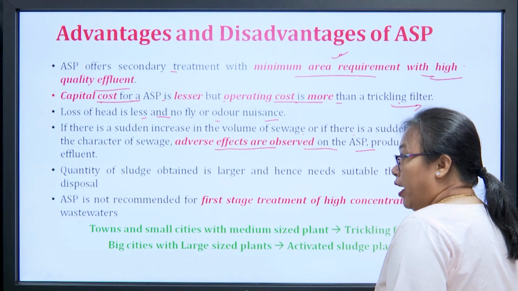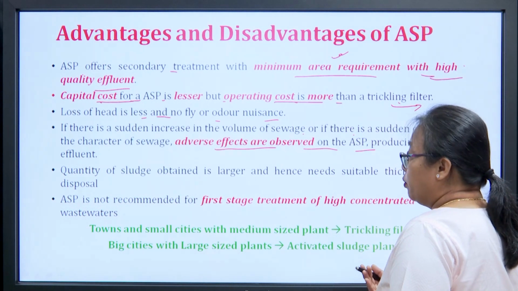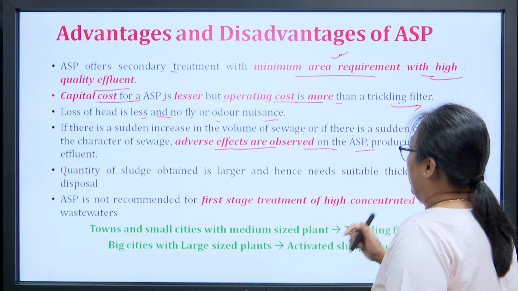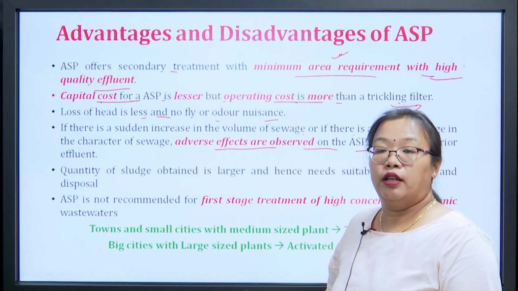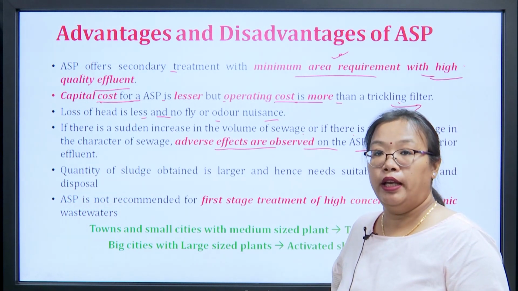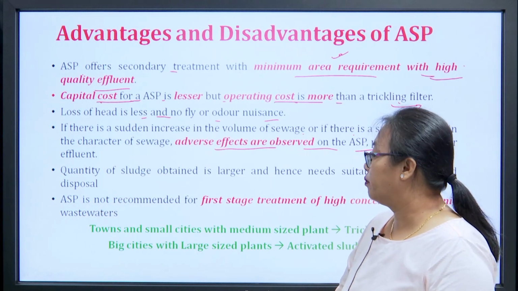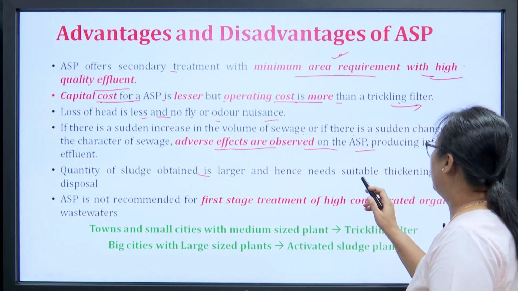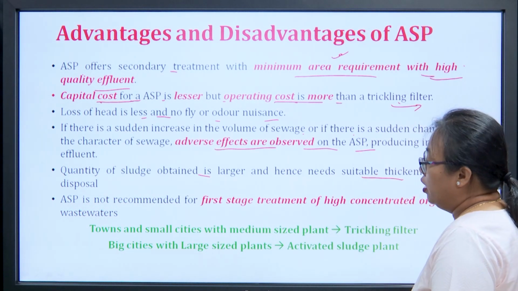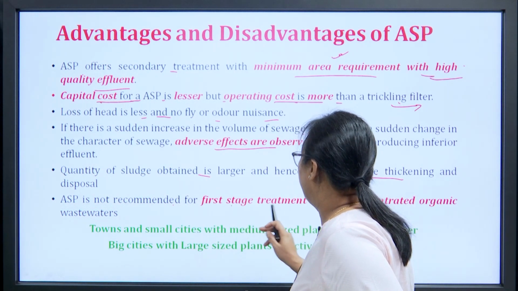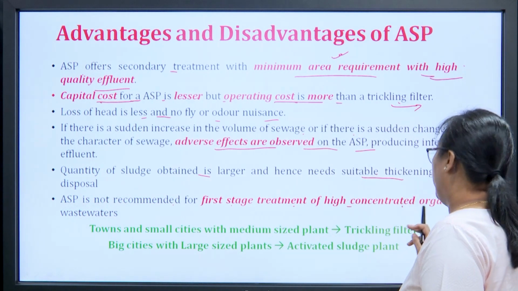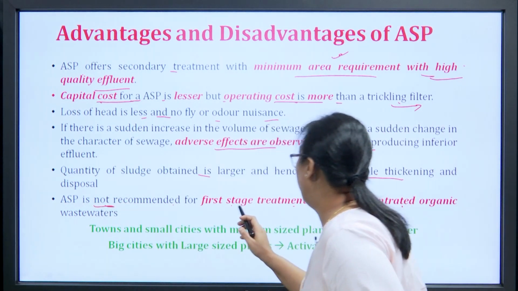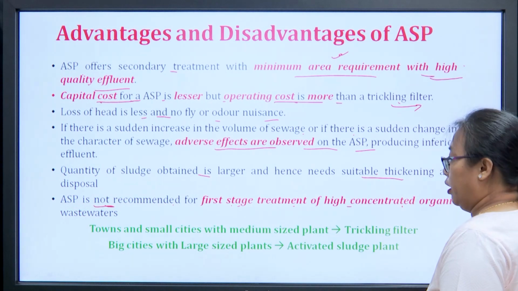तो ASP के साथ क्या है, because it's running on microorganisms, what will happen is that you require everything to go very uniformly. अगर कुछ problem हो गया, अगर आपका जैसे कोई toxic material आ गया, then ASP के लिए that plant may stop working. Quantity of sludge obtained is larger and hence needs suitable thickening and disposal. ASP is not recommended for first stage treatment of highly concentrated organic wastewater.